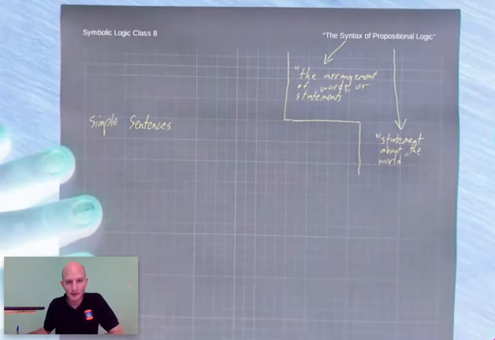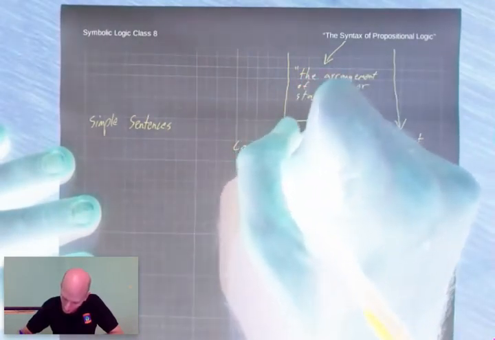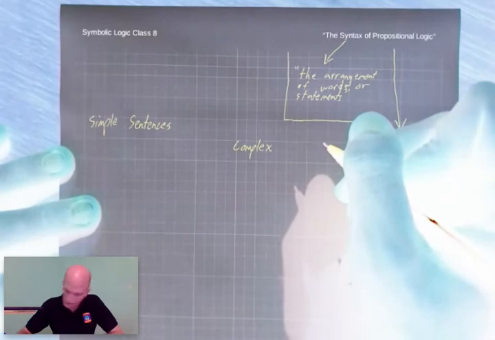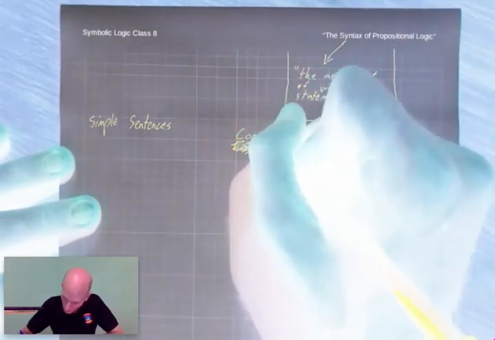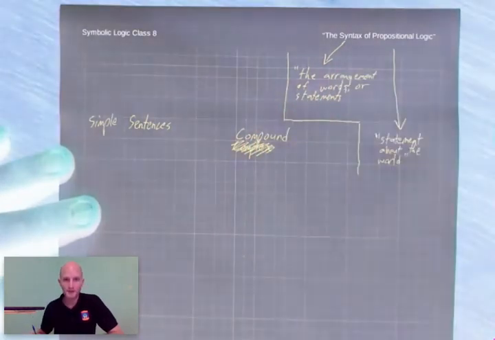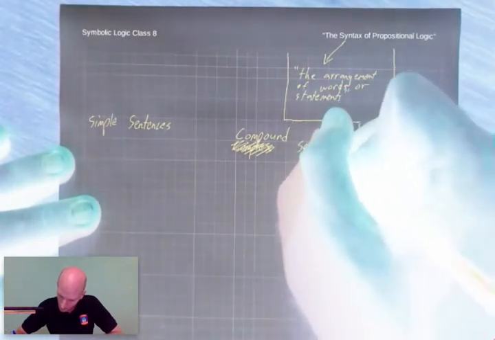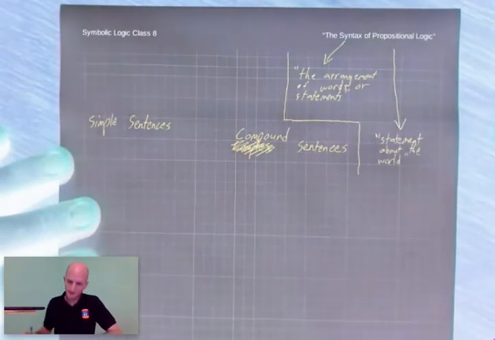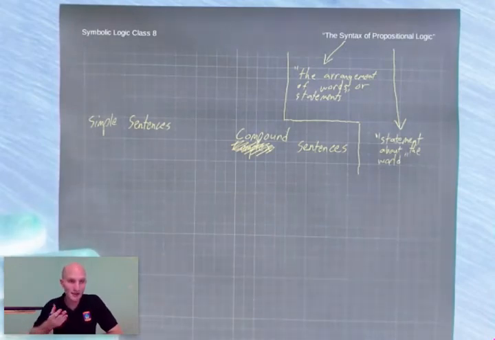Okay, the next concept is compound sentences. Not complex, compound. Compound sentences. Okay, so we're going to talk about the meanings of each of these. Really, when I say a simple sentence, we are talking about a proposition, something that could be true or false.